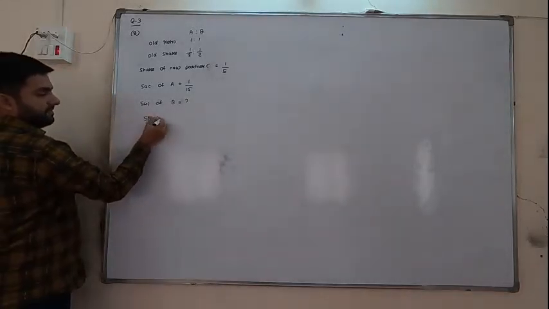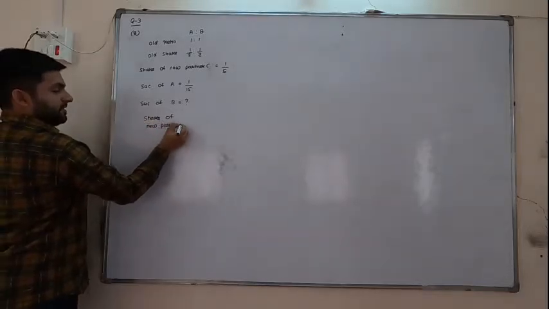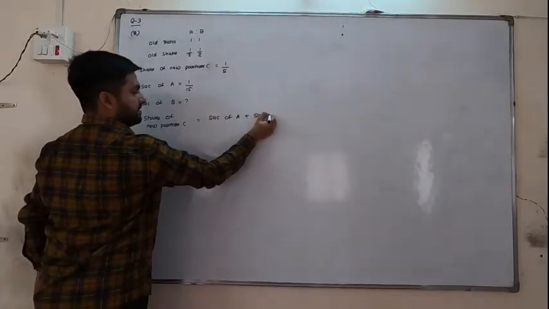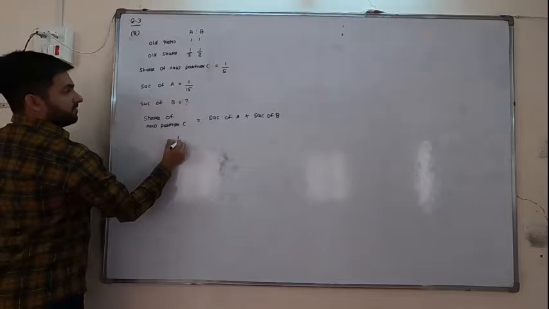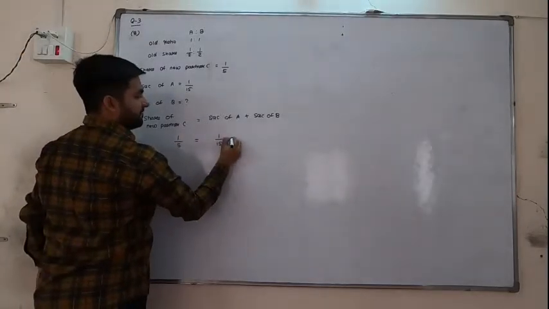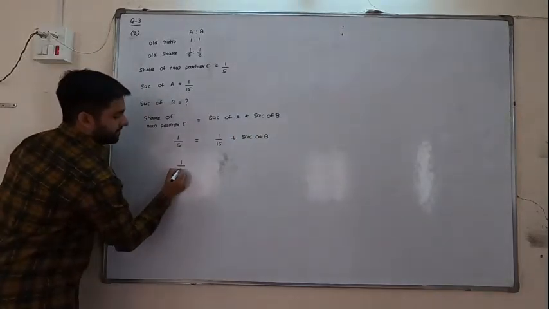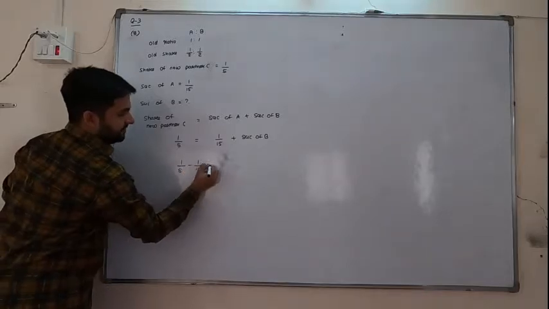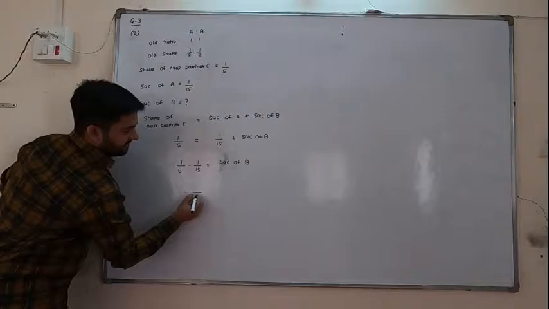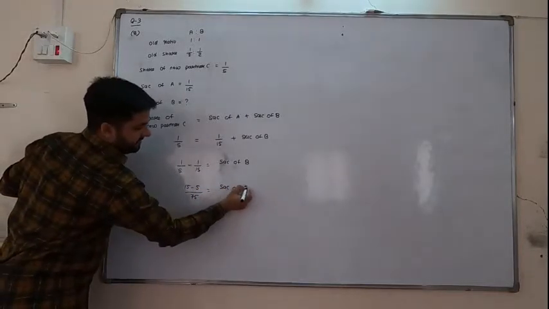We have a formula: share of new partner C is equal to sacrifice of A plus sacrifice of B. Share of new partner C is given as 1/5. Sacrifice of A is 1/15 plus sacrifice of B. Now 1/5 minus 1/15 is equal to sacrifice of B. 15 5s are 75, 15 1s are 15, 5 1s are 5, is equal to sacrifice of B.